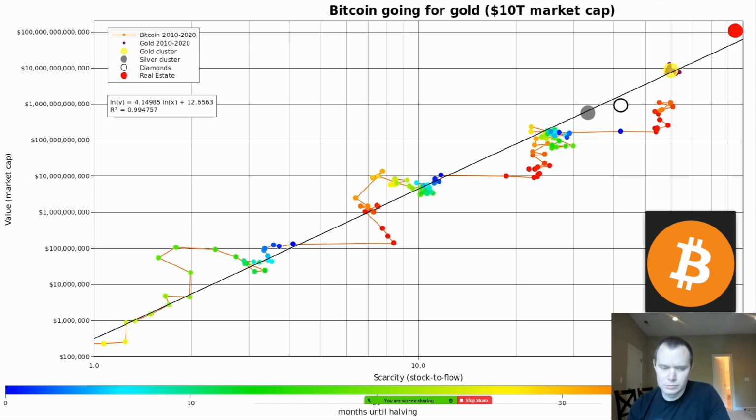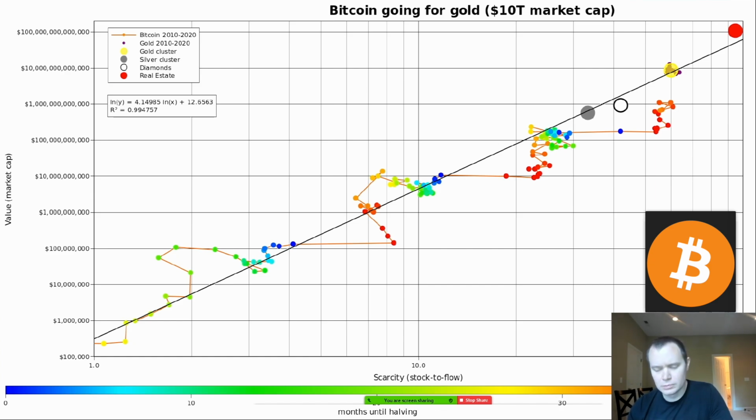So it's very important to look at logarithmic scale if you're looking at data that has a range of so many orders of magnitude. And so this model is a linear regression, basically, through the historical data points of scarcity, stock to flow, and value. That's a very simple thing, but that's the stock to flow model.